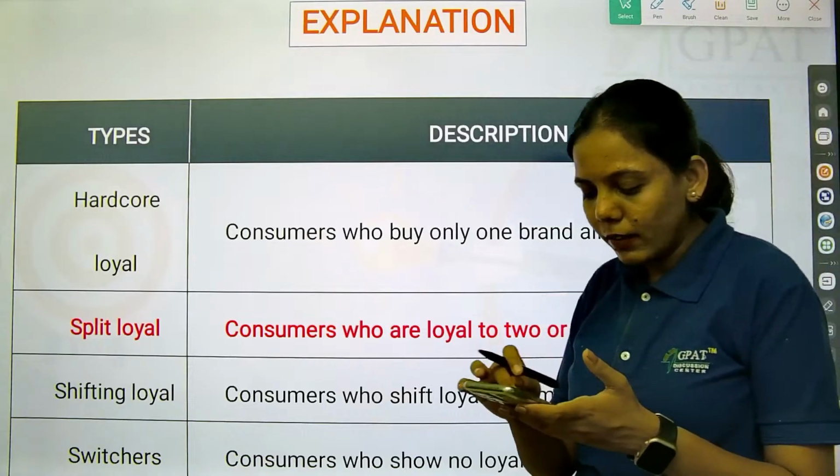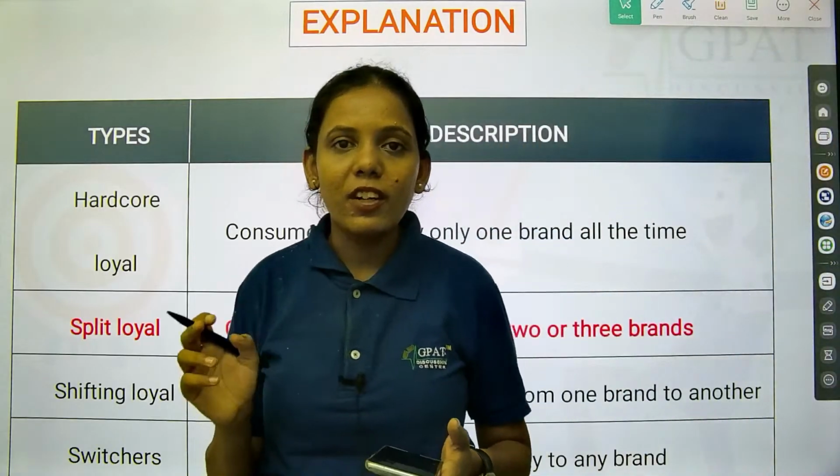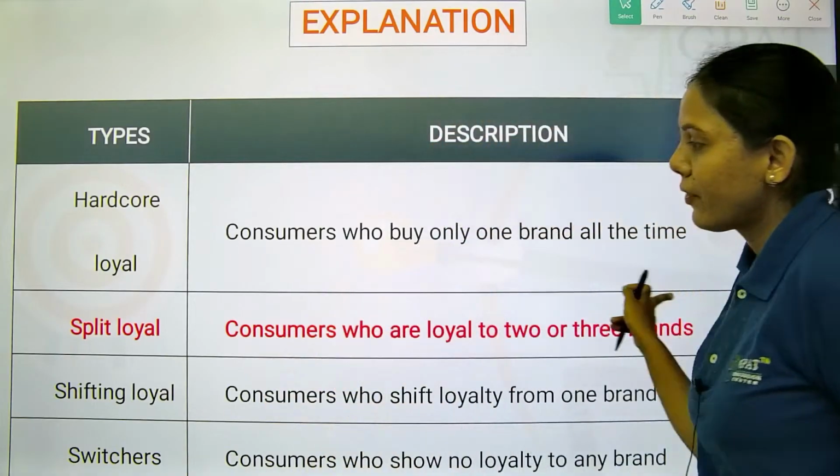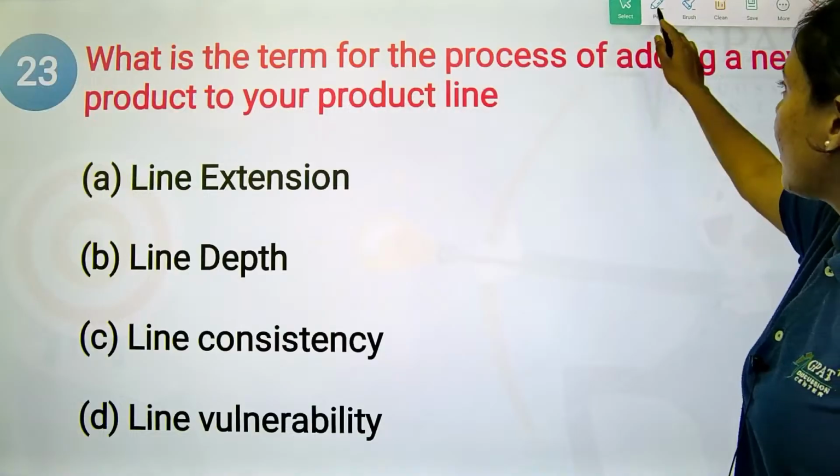And along with the like options, you tell me the question number also, because maybe sometimes I get delay message here. So split loyals is the right answer.